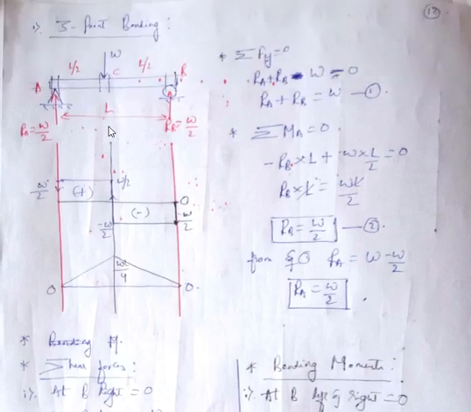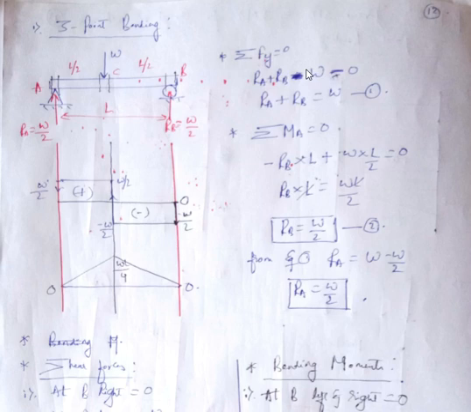for calculating reaction forces, all the upward forces you take as positive. So first thing we need to consider is calculating the reaction forces RA and RB. For that we are going to consider upward forces as positive and downward forces as negative. So RA and RB are acting upward, so I'm going to take them as positive, that is plus RA plus RB. And the load W is acting in the downward direction, so it is minus W is equal to 0.